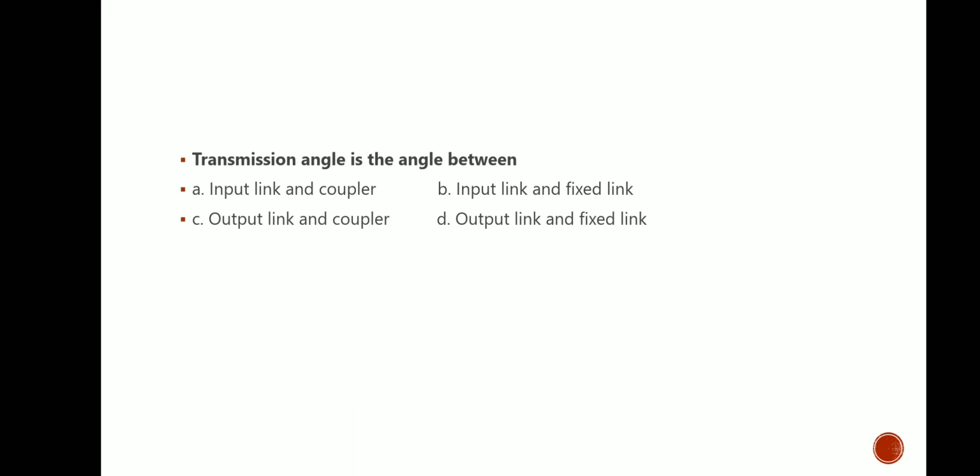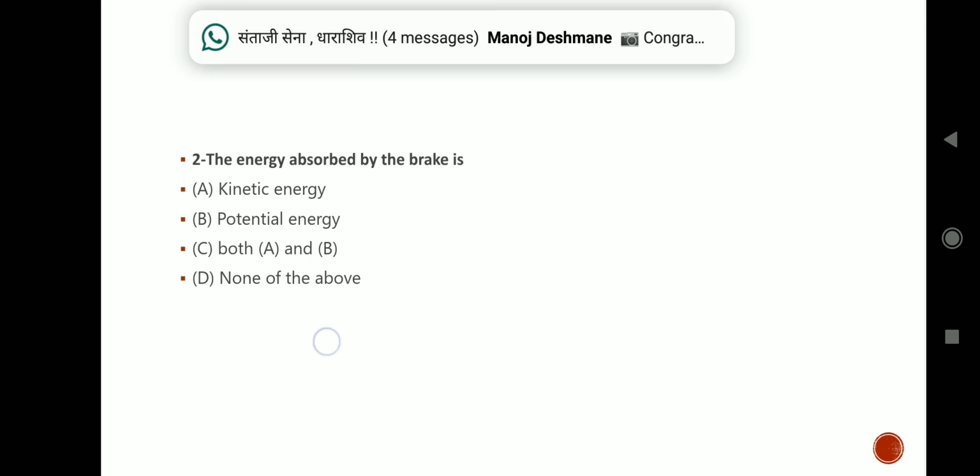Now, the transmission angle is the angle between dash dash. The four options are given over here. I will read them one by one. Option A, input link and coupler. B, input link and fixed link. C, output link and coupler. D, output link and fixed link. And the correct one is option C, output link and coupler. So remember, the transmission angle is the angle between the output link and coupler.